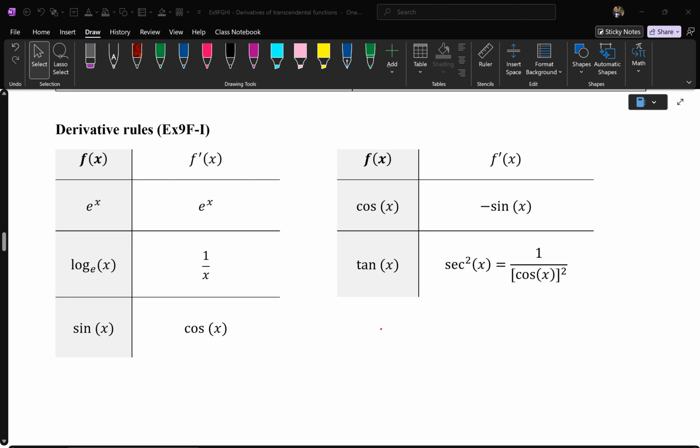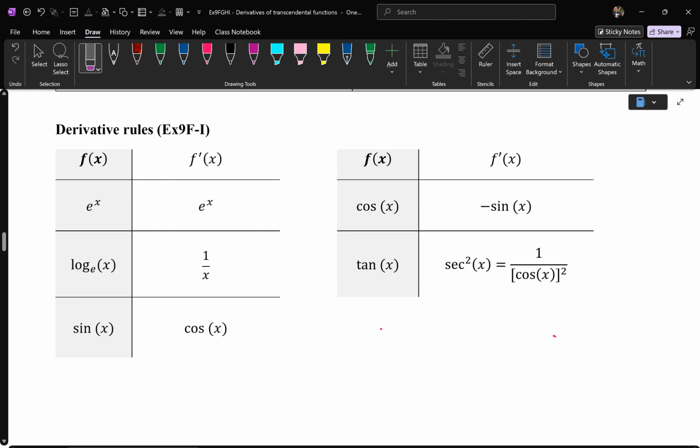That's why Euler's number is beautiful. The derivative of the natural log of x is 1 on x. Sine becomes cos. Cos becomes negative sine. Tan, on the other hand, is secant squared, or the square of the secant of x, which is the same thing as writing 1 over cos squared x. Okay, so that's the derivative.